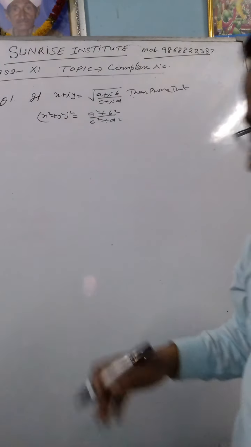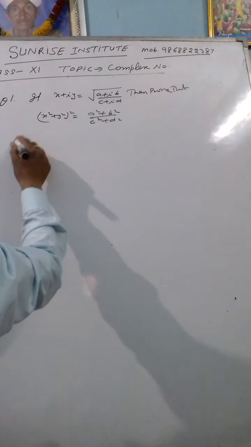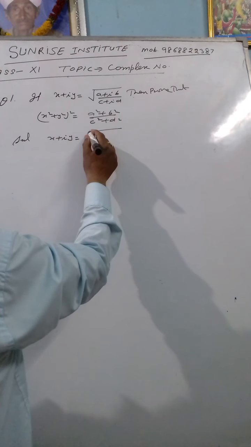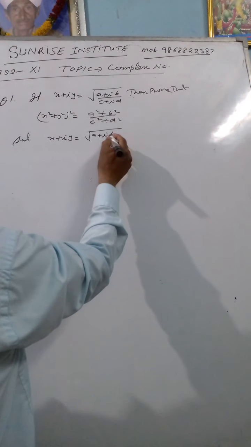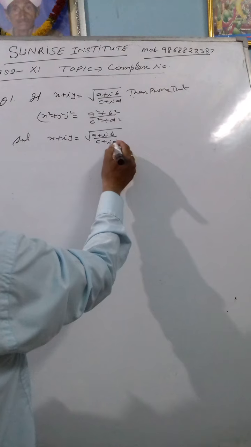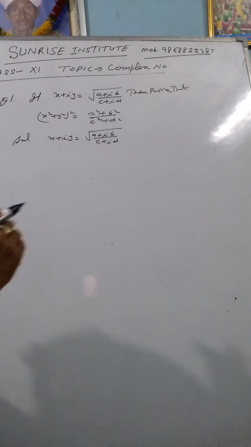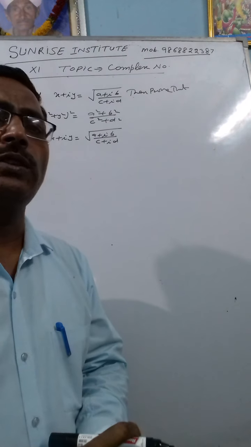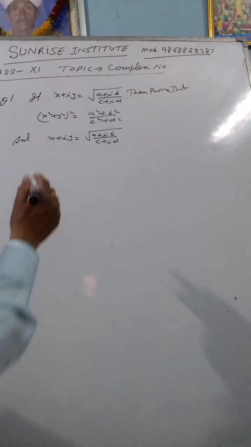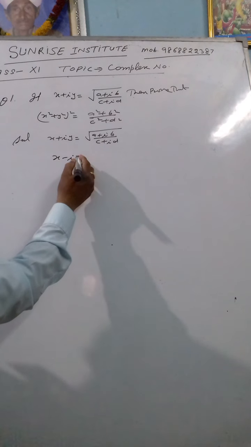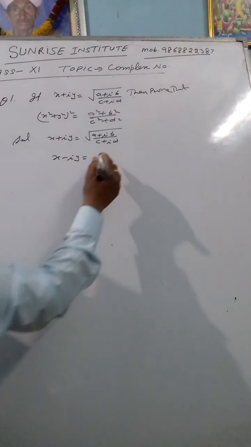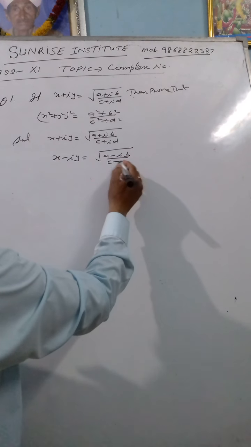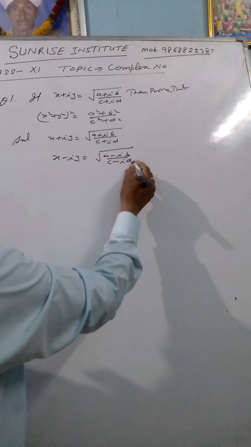So students, first the solution: x + iy equals the square root of (a + ib) upon (c + id). Taking the conjugate on both sides, then we have x - iy equals the square root of (a - ib) upon (c - id).